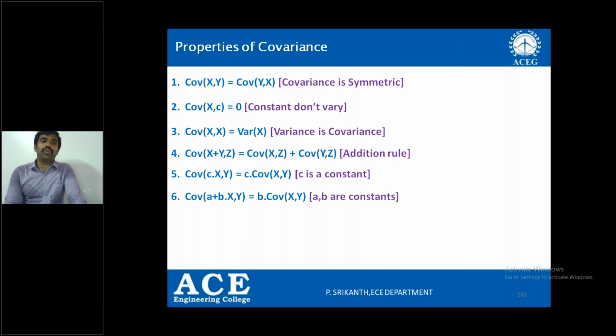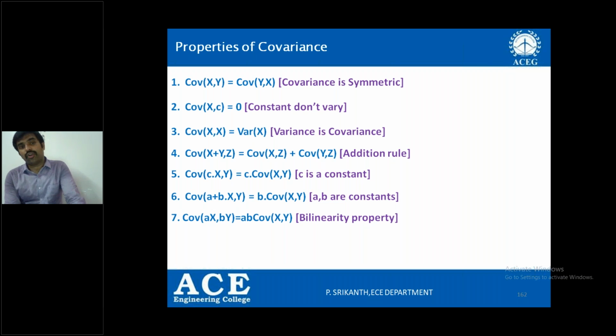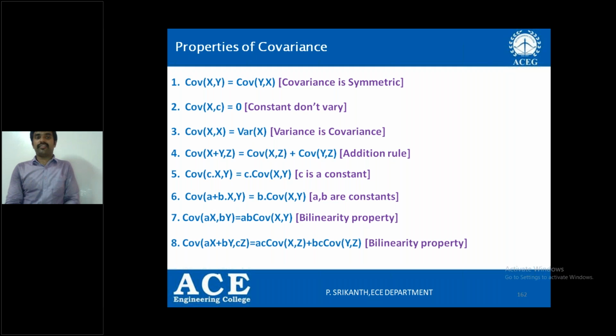Covariance of a plus b into x comma y, if a and b are constants, becomes b into covariance of x comma y. That is a simple change. Now a bilinearity property, a very important property. If I find the covariance of ax and by, it becomes ab into covariance of x comma y. Or I can also take it this way: covariance of ax plus by comma cz becomes ac into covariance of xz plus bc into covariance of yz. These are some basic properties of covariance.